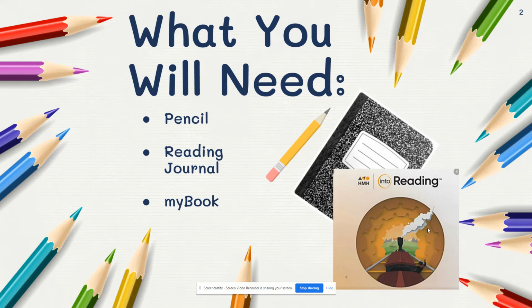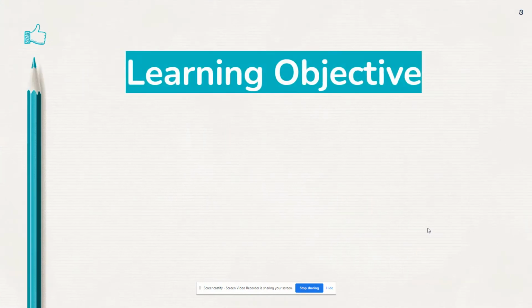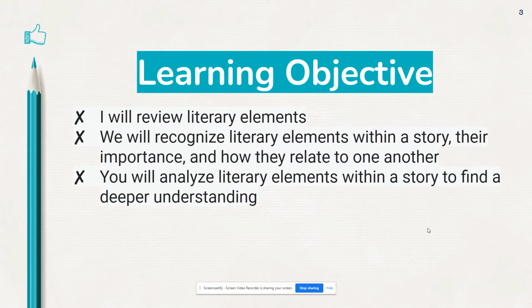Okay, now that you have everything you need, I want to tell you our objectives for this lesson. I will review literary elements. We will recognize literary elements within a story, their importance, and how they relate to one another. You will analyze literary elements within a story to find a deeper understanding.